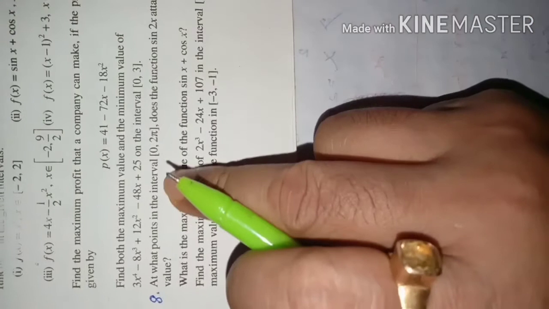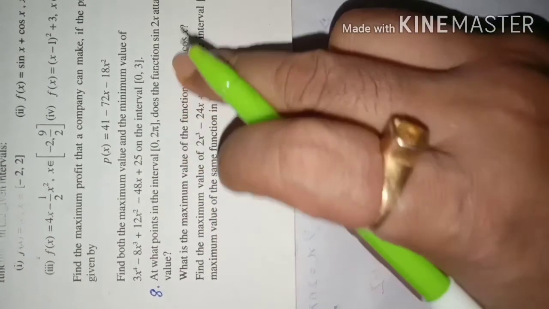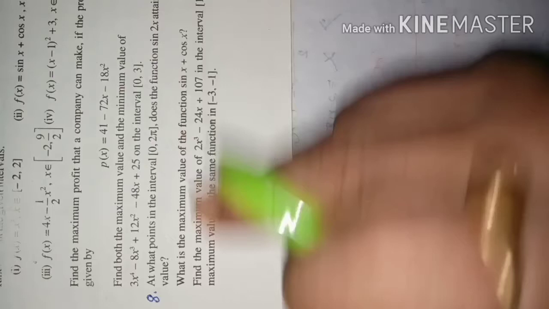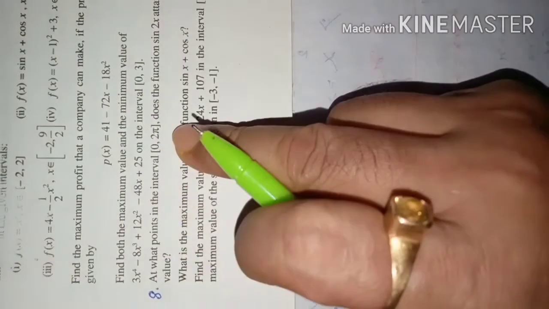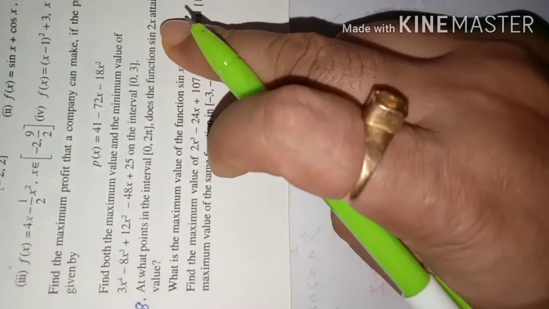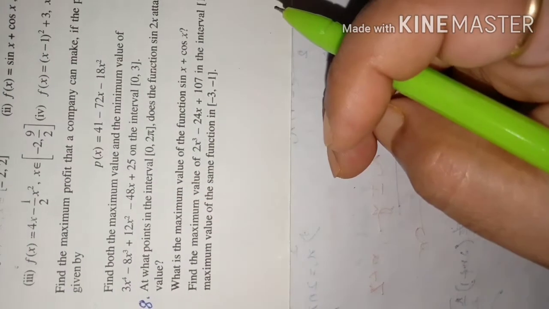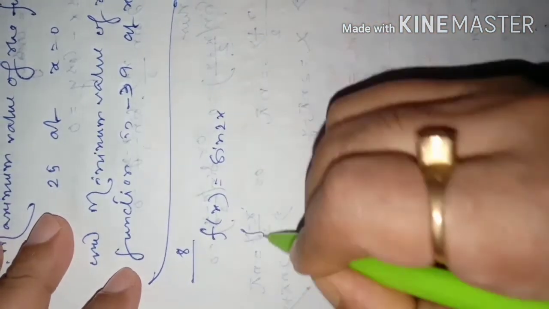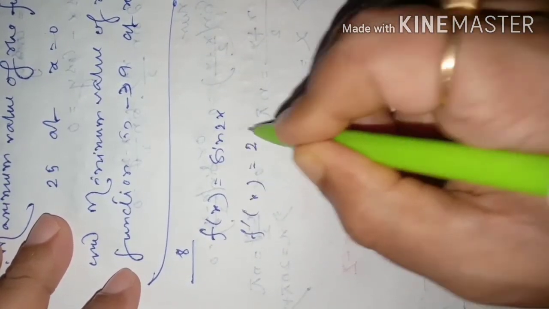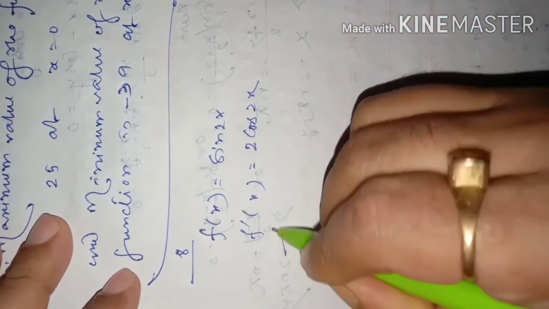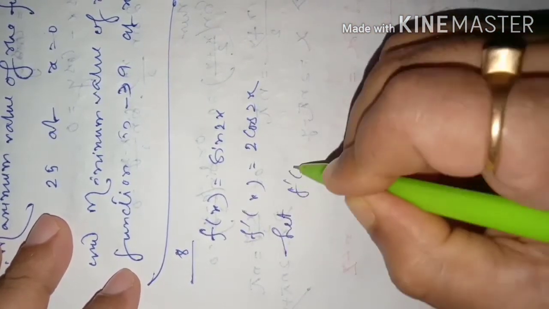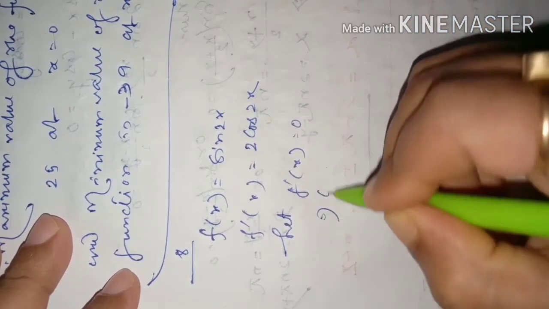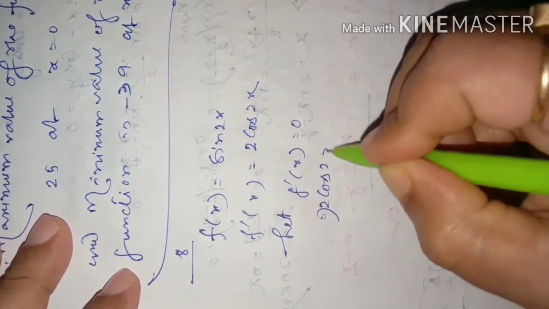At what points in the interval 0 to 2 pi does the function sin 2x attain its maximum value? Okay, we have to find out at what points we can get the maximum value of sin 2x. Let's find out. So here f(x) equal to sin 2x, then we can say f'(x) equal to 2 cos 2x. If we write f'(x) equal to 0, then 2 cos 2x is equal to 0.